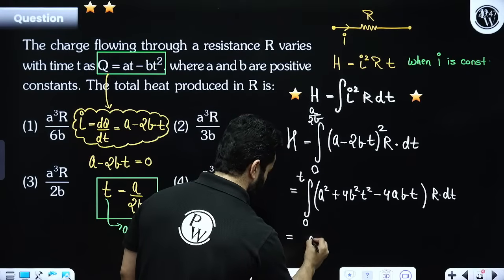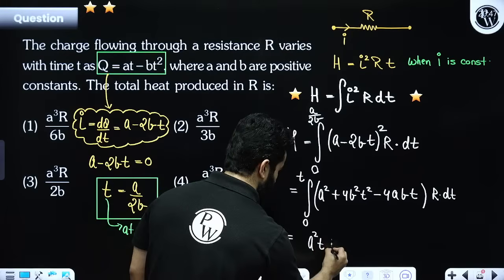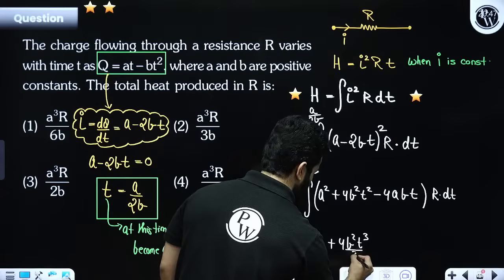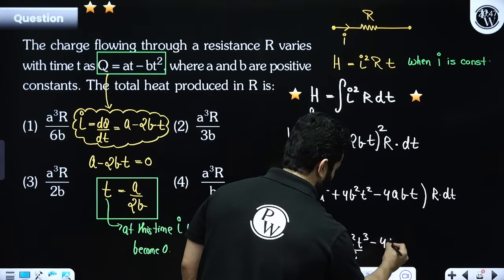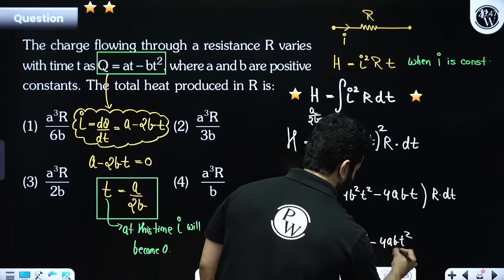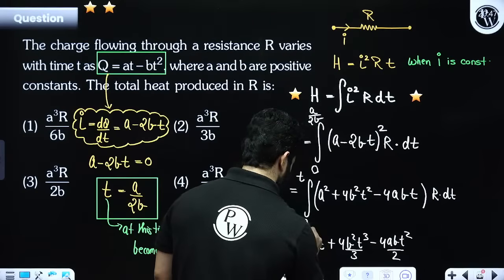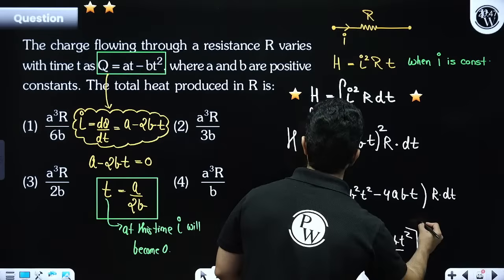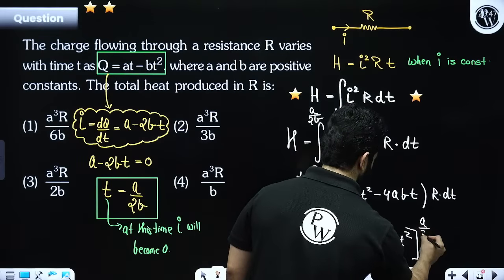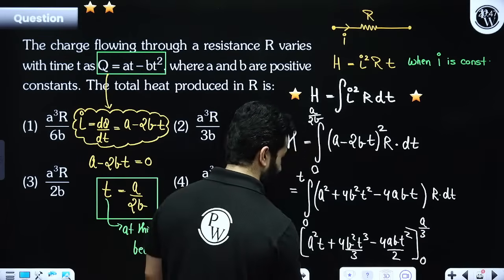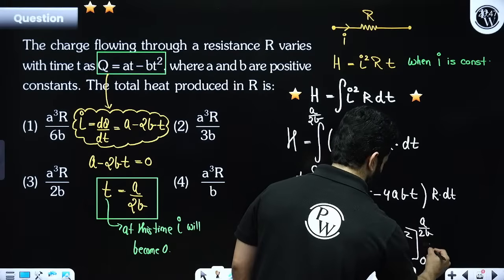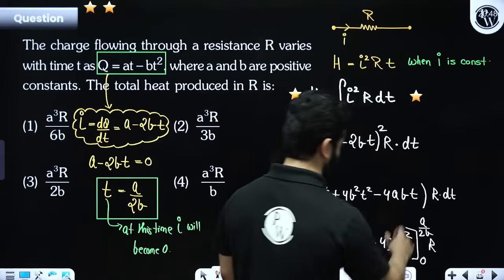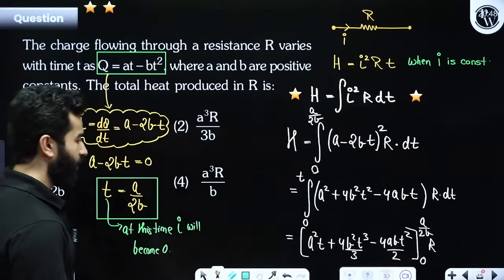So when you write it down, this will become A square t plus 4b square t cube divided by 3 minus 4ab t square divided by 2, with limits from 0 to A upon 3b, A upon 2b, multiplied by R into t, multiplied by R, and that's it. We have integrated it. Now please solve.